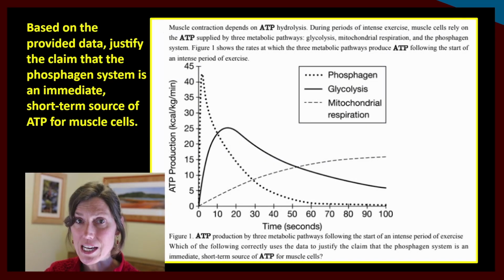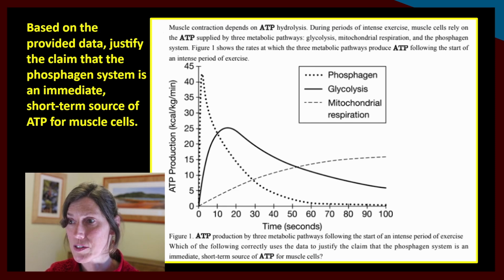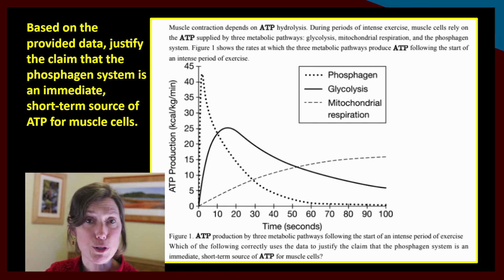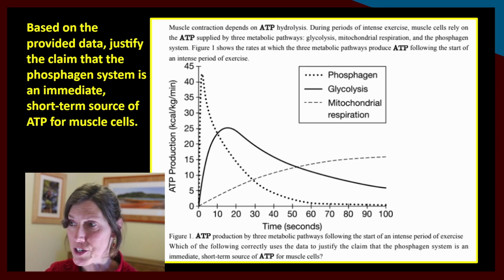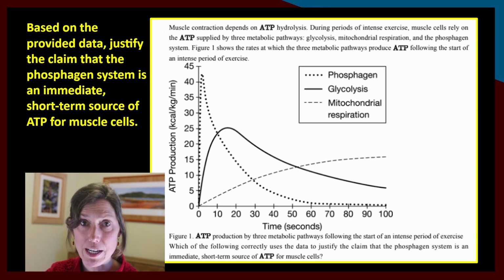During periods of intense exercise, muscle cells rely on the ATP supplied by 3 metabolic pathways: glycolysis, mitochondrial respiration, referred to earlier as aerobic respiration, and the phosphagen system. Figure 1 shows the rates at which the 3 metabolic pathways produce ATP following the start of an intense period of exercise. The question is now as follows.